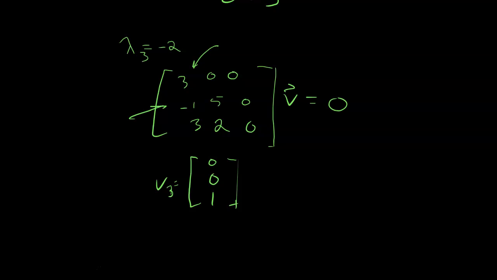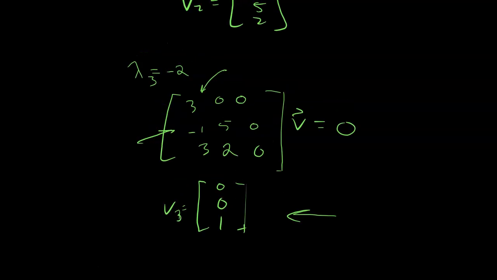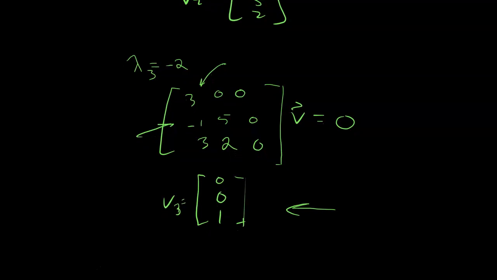So any vector that is just along the z-axis, if you multiply by this matrix, in fact just gets multiplied by negative 2. Great, so there you have it. We have found those all, and the dimension of each eigenspace. Okay, yeah, so the eigenspace corresponding to each of these, since they just had one eigenvector, is consistently one-dimensional.